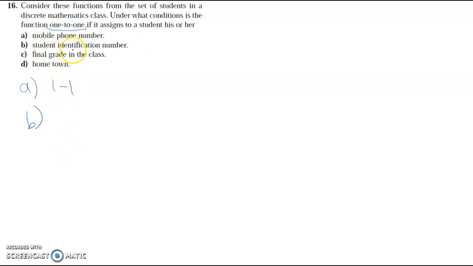Case B, student ID number. Of course, this would be one-to-one. Every student will have their own unique student ID number. Part C, final grade in class.